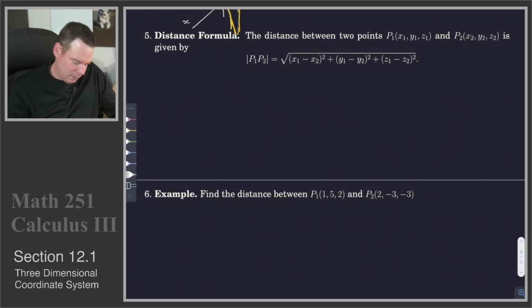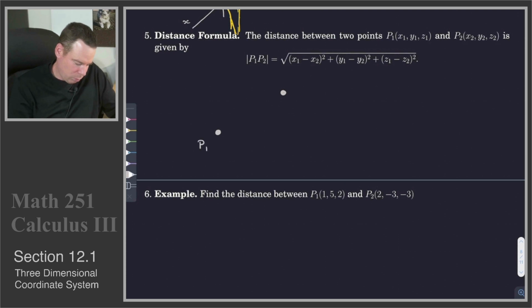I'd say, well, why is that the case? Why is this their formula? It looks like the distance formula between points in the plane with just an extra term added on, namely the difference in the z component squared. And the idea is that's exactly right. And that's how we can justify how to get the distance between 2 points.